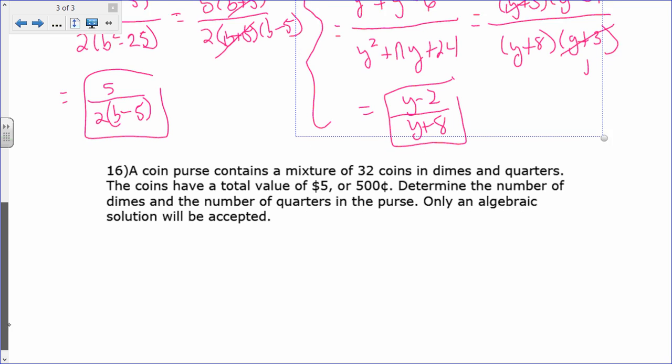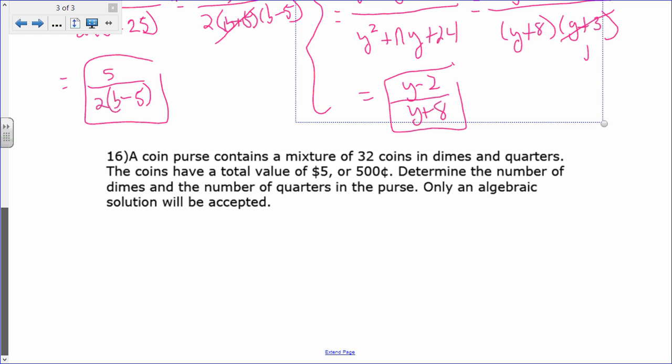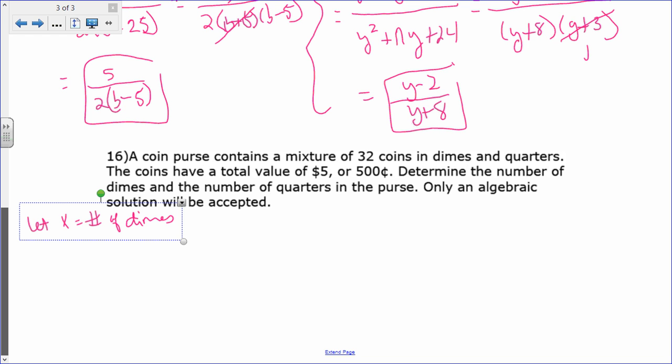All right. Last problem. A coin purse contains a mixture of 32 coins, dimes and quarters. The coins have a total value of $5 or 500 cents. Determine the number of dimes and the number of quarters in the purse. Only an algebraic solution will be accepted. Well, let x equal the number of dimes, and 32 minus x equal the number of quarters.